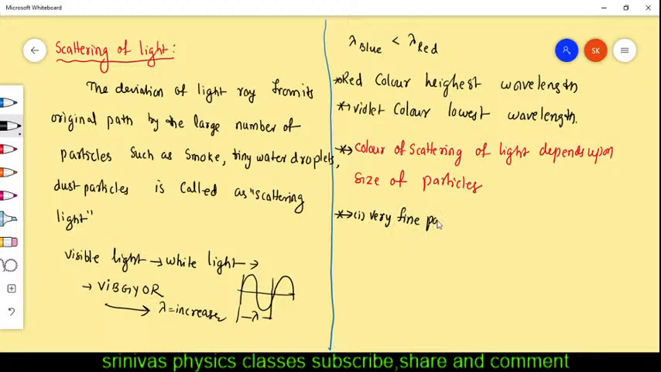Very fine particles means small particles. Okay, very fine particles means small particles scatter mainly blue color light. Okay, blue light.